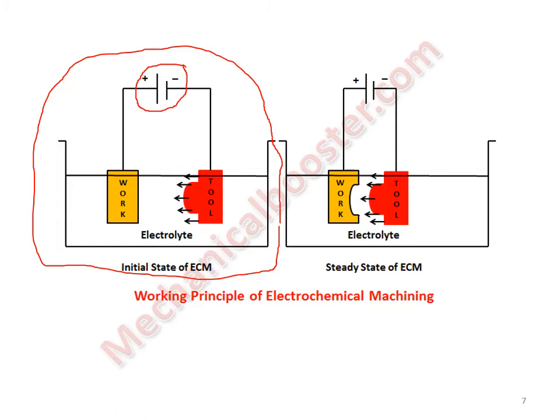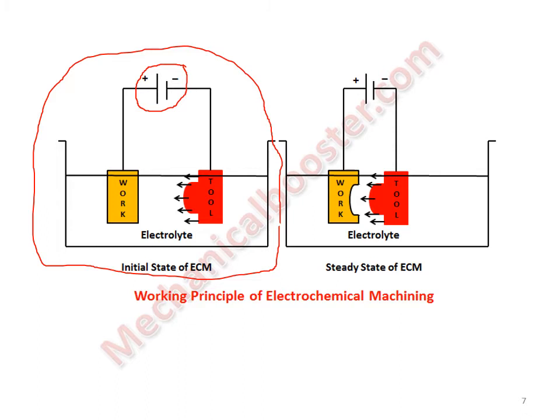Please note down, it is a high current density electrical circuit. Both are dipped in an electrolyte. The property of the electrolyte is also very important. That is, the workpiece metal ions should be able to get dissolved in the electrolyte. Further, the tool is connected as one of the electrodes in this electrical circuit.